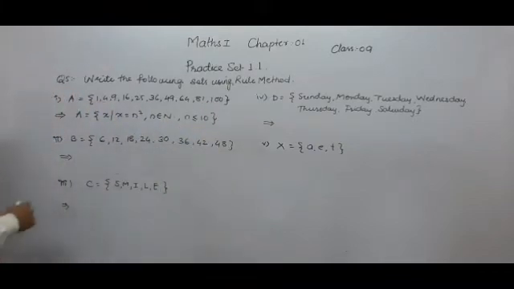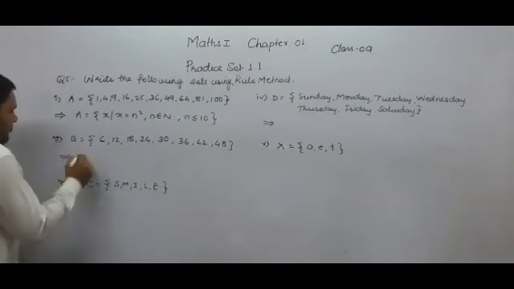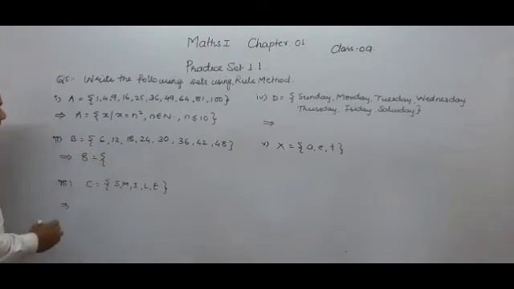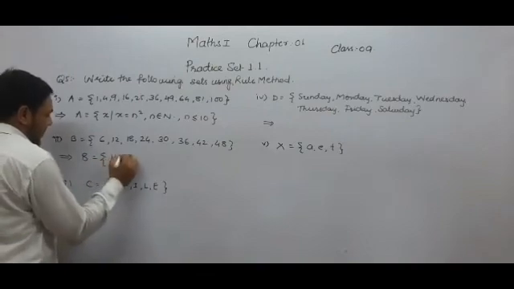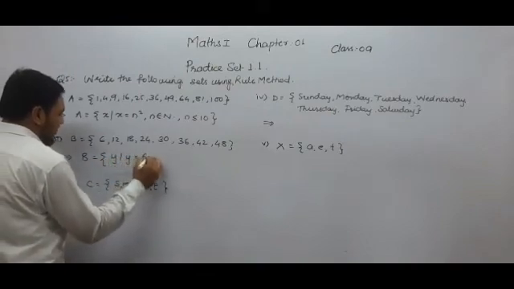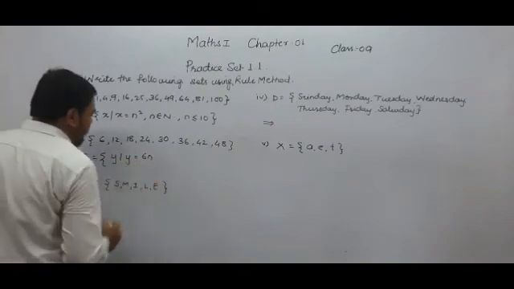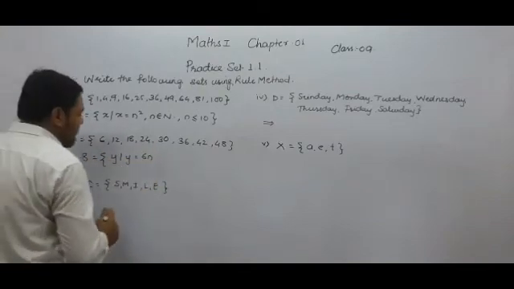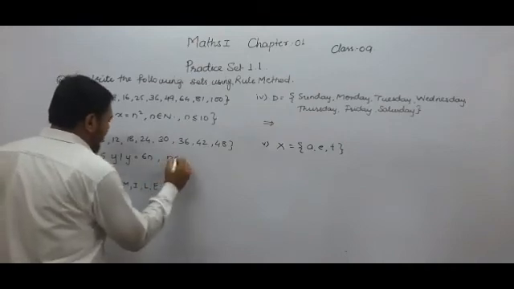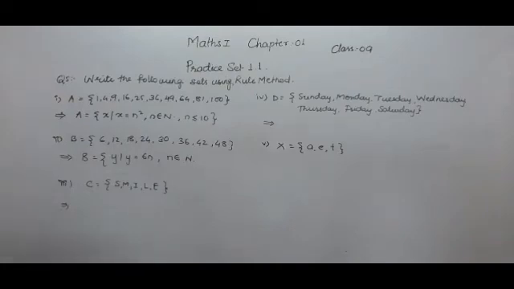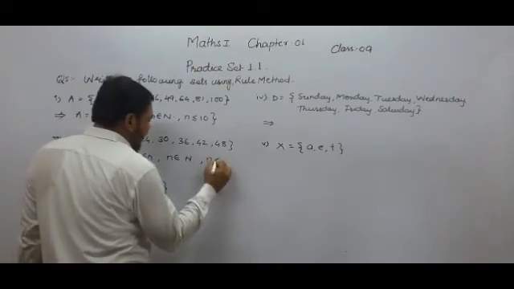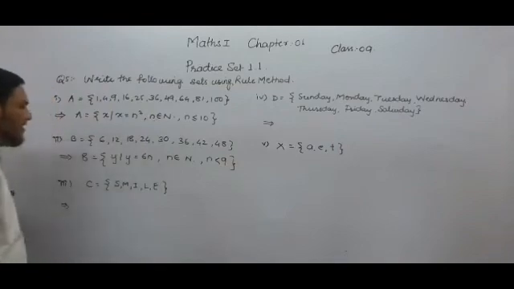So student, now B is equal to curly bracket 6, 12, 18, 24, 30, 36, 42, 48. These are the multiples of 6. So we can write it in rule method. So B is equal to curly bracket, we will take one more general element y such that y is equal to 6n. I am writing here y is equal to 6n. Why? Because these are the multiples of 6. Now n belongs to natural numbers, and one more condition we have to write, n is less than 9.